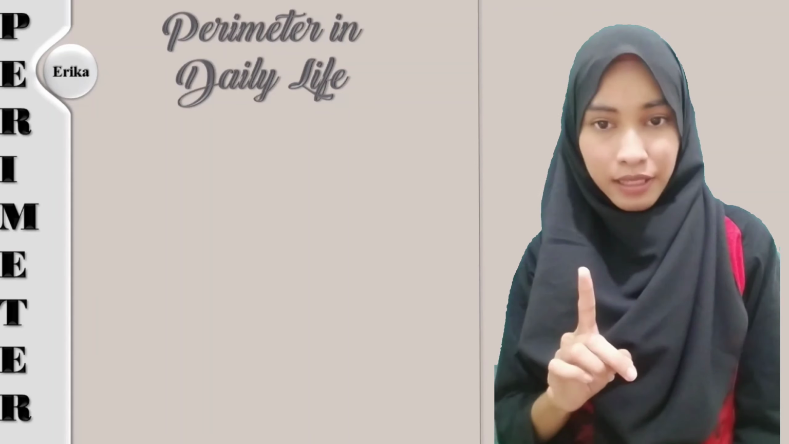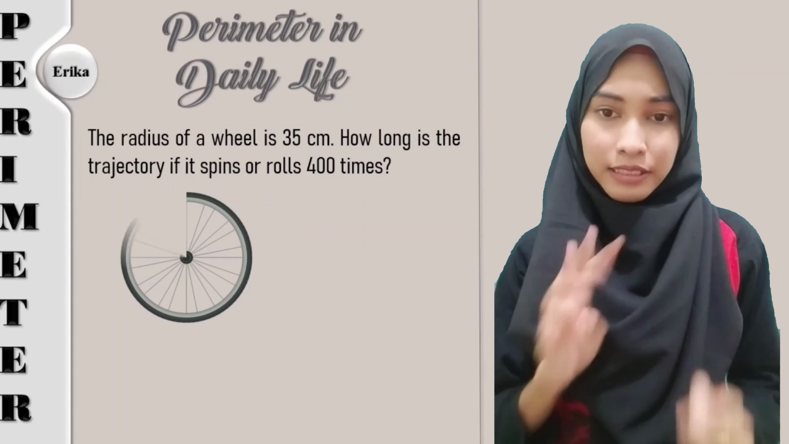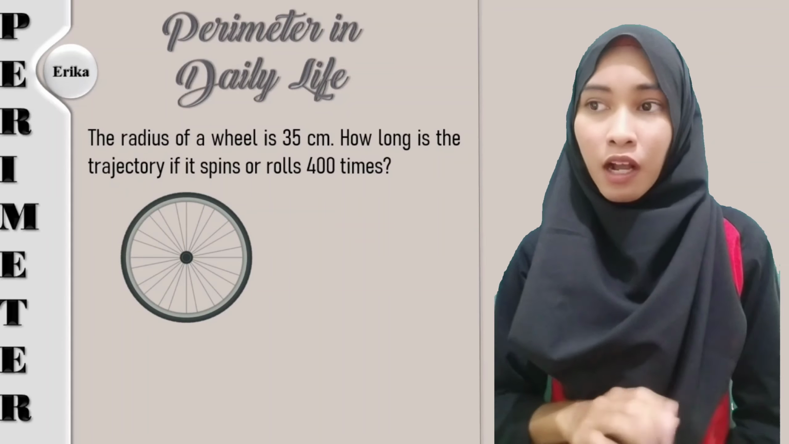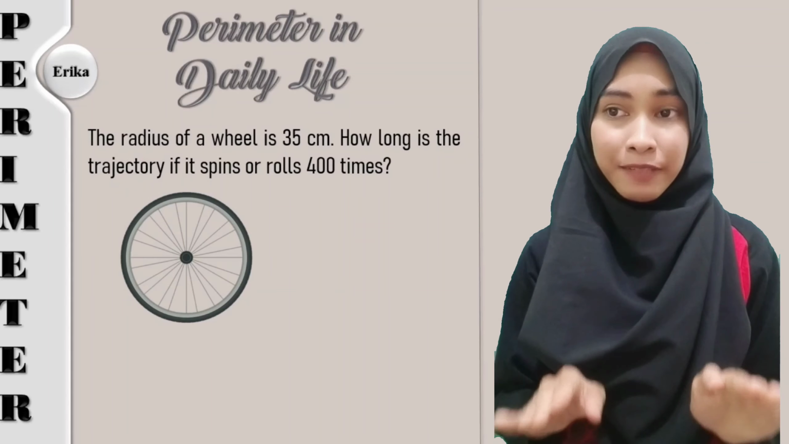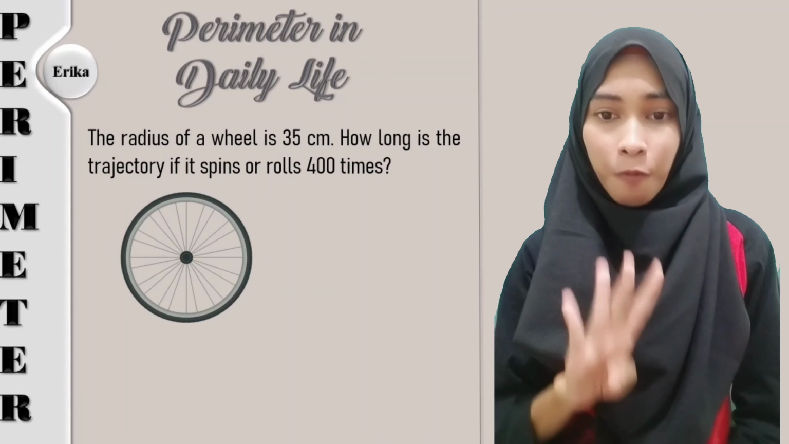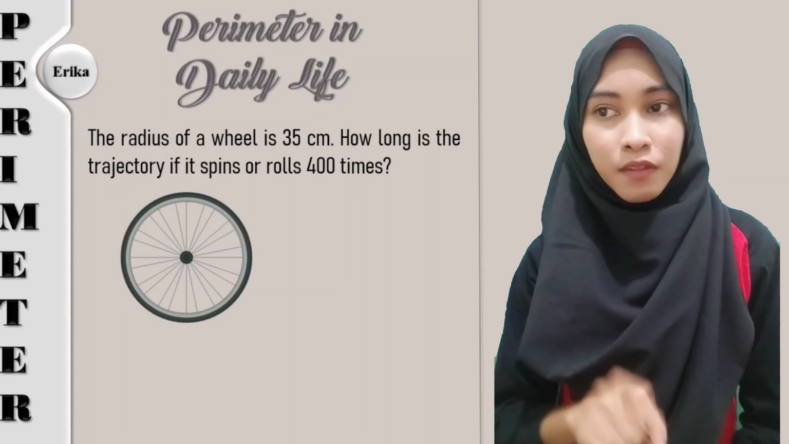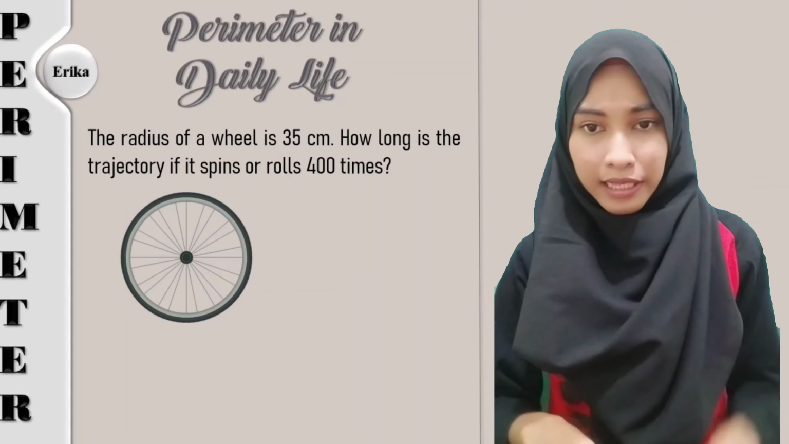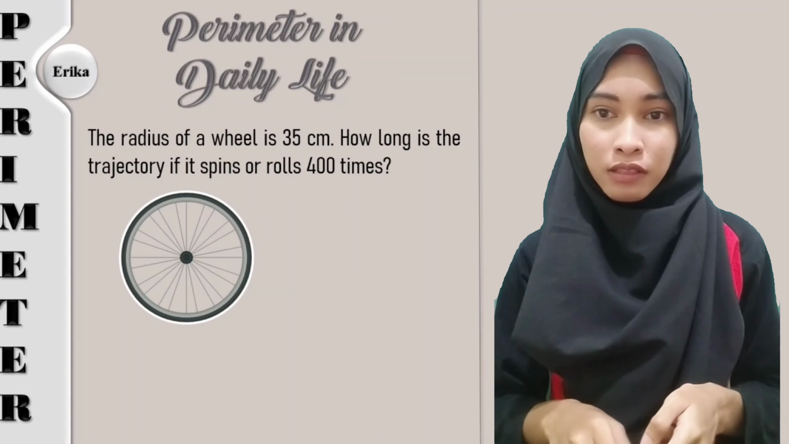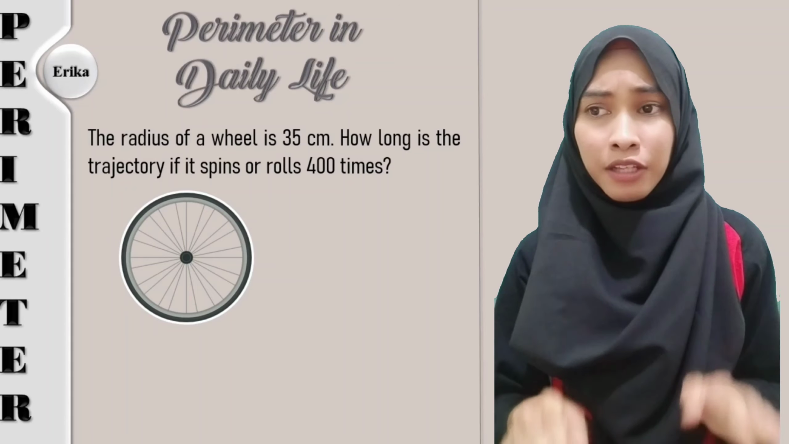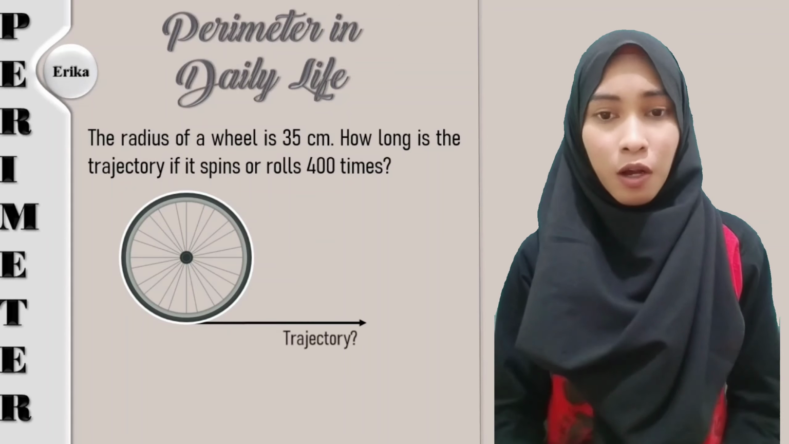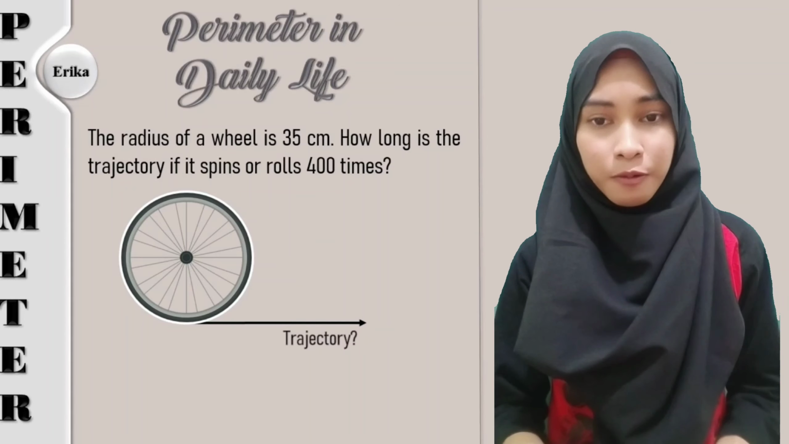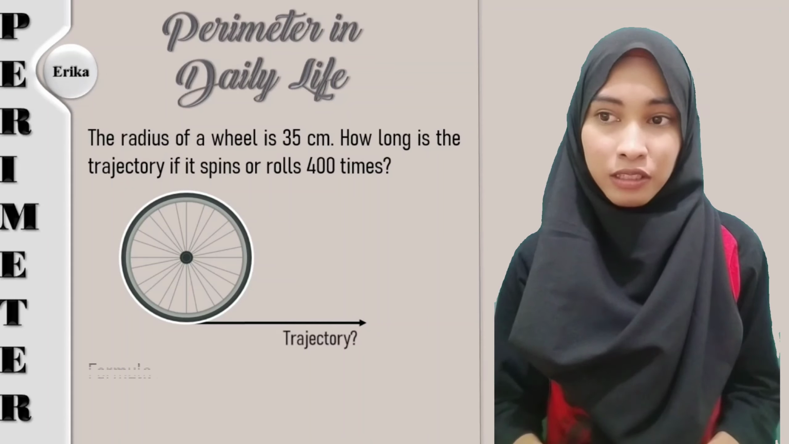The question is, the radius of a wheel is 35 cm. How long is the trajectory if it spins or rolls 400 times? Okay, you can see on the screen. The wheel is shaped like a circle. The question asks us about the trajectory, so we can use the formula of circumference of a circle.